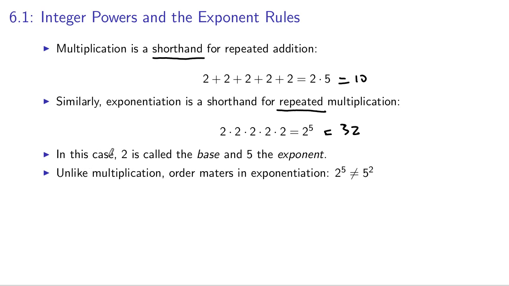In this case, 2 is called the base, and 5 is the exponent of the exponential expression. So the exponent goes up here in the superscript, and the base is the part that is below. We also call this the power.